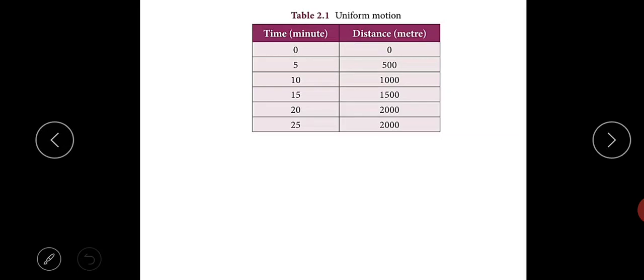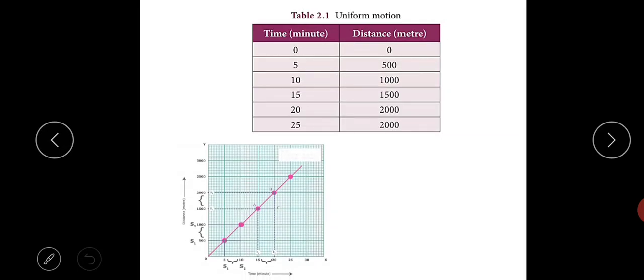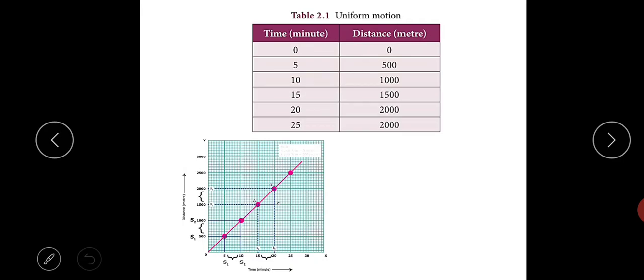15, 20 and 25. Now we are going to plot the graph by taking time along the x-axis and distance along the y-axis. Now the graph will look like this. When you look at the graph, you can notice a few things. First, it is a straight line. Yes or no, children? Is it a straight line? It is increasing, a steep increase you could find.